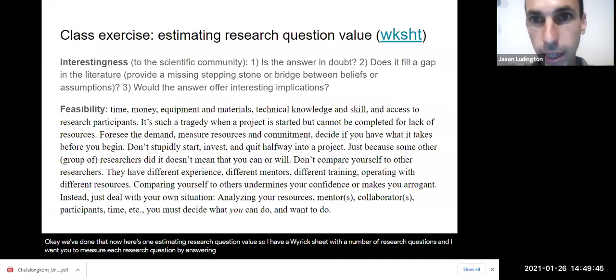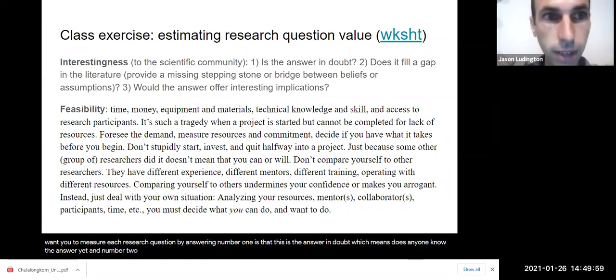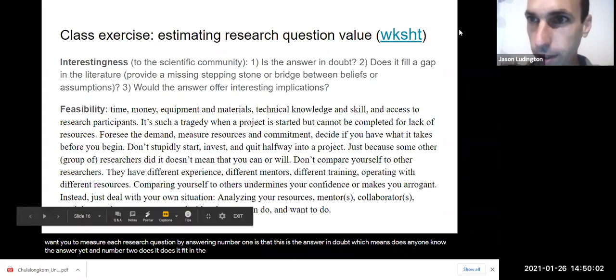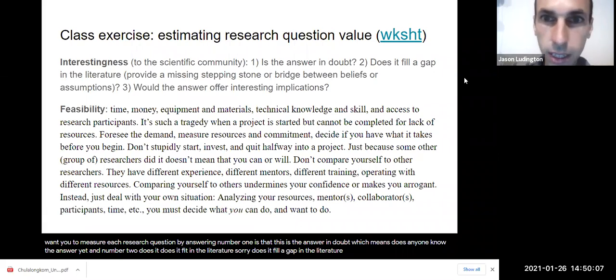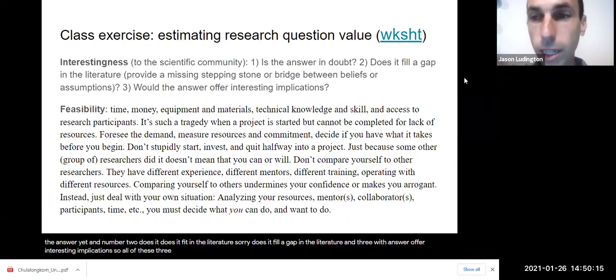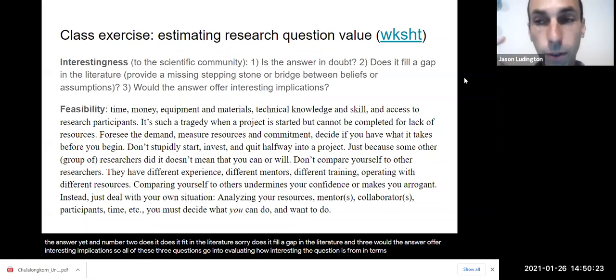by answering, number one, is the answer in doubt, which means, does anyone know the answer yet? And number two, does it fill a gap in the literature? And three, would the answer offer interesting implications? So all of these three questions go into evaluating how interesting the question is in terms of research value.